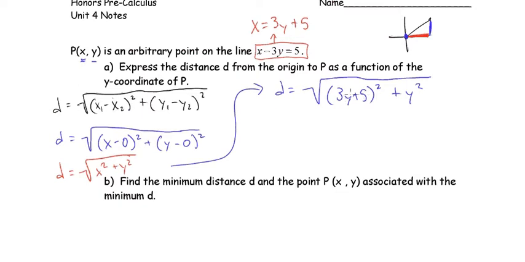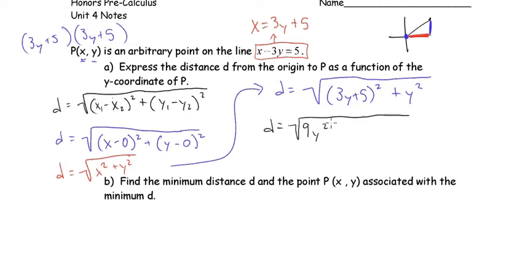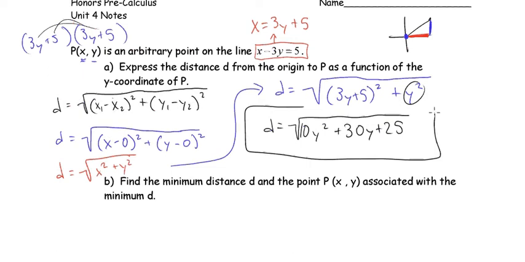And so remember 3y plus 5 squared. Going to distribute that out, double distribution. So 3y plus 5 times 3y plus 5. And we're going to end up with d is equal to the square root of, what's 9y squared plus 15y plus 15y, so plus 30y, and then plus 25 plus y squared. It's really that plus y squared. Let's go ahead and just slide it back in. That y squared plus the 9 we had is 10y squared. So there's our final answer. The distance is equal to the square root of 10y squared plus 30y plus 25.